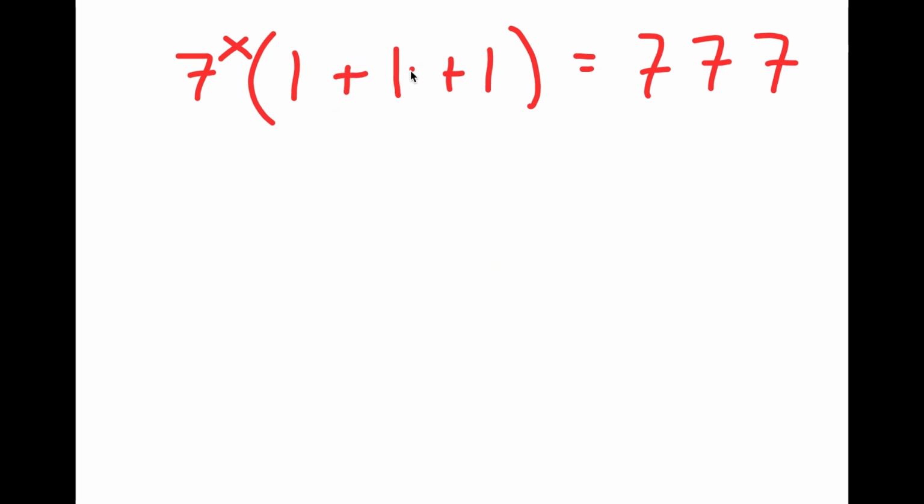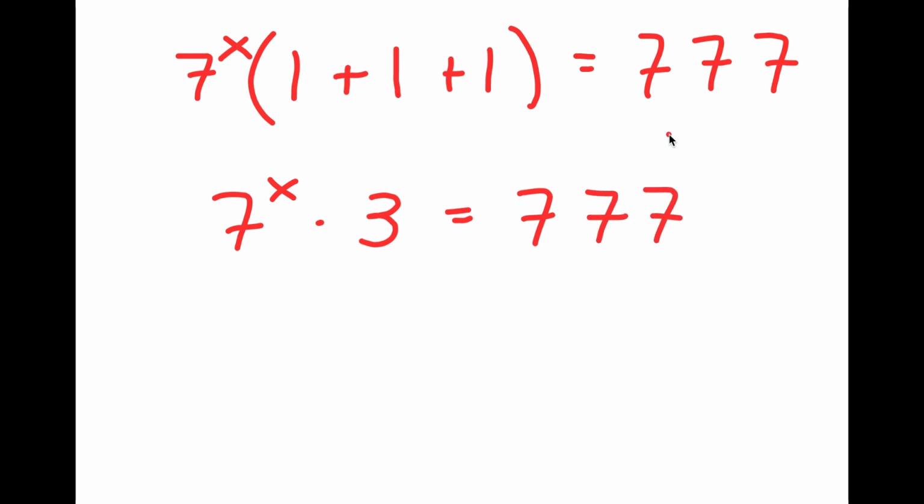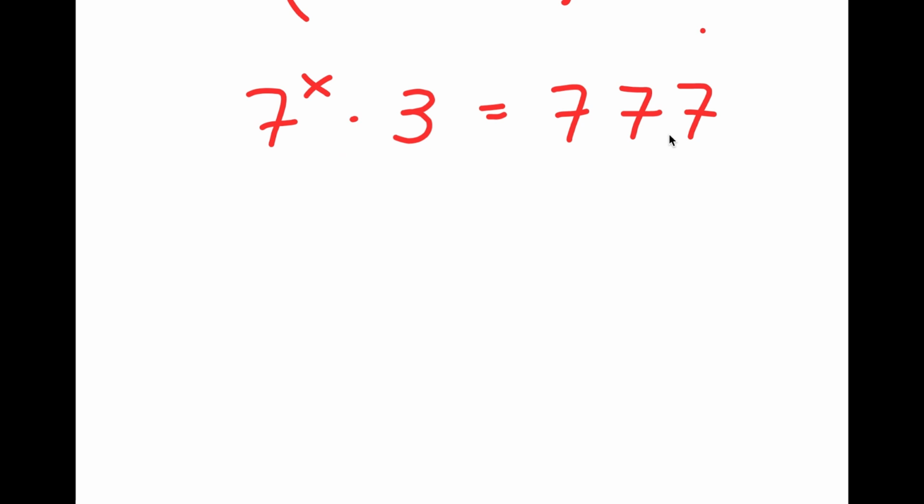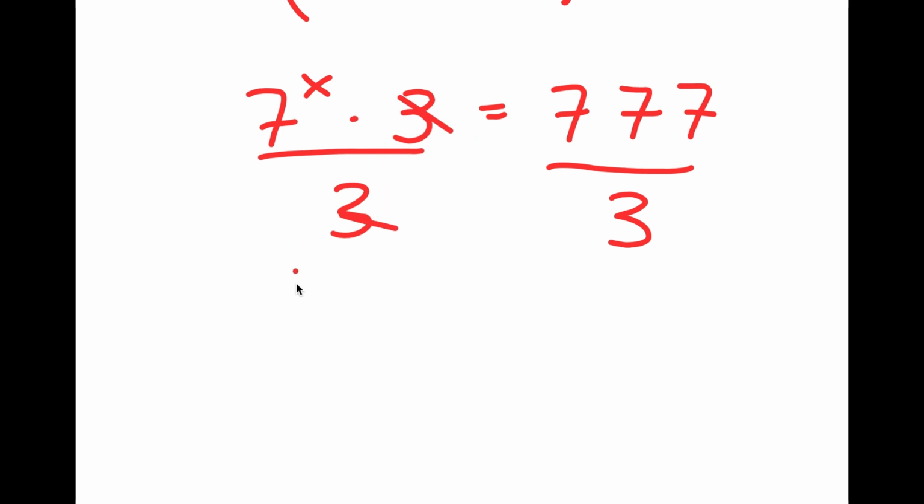Now from here, 1 plus 1 plus 1 is equal to 3. So I get 7 to the power of x times 3 is equal to 777. And now we obviously want to isolate x, so we can do that by getting rid of this 3 by dividing both sides by 3. So then these two 3's cancel out, and I'm left with 7 to the power of x is equal to 777 divided by 3, which is equal to 259.